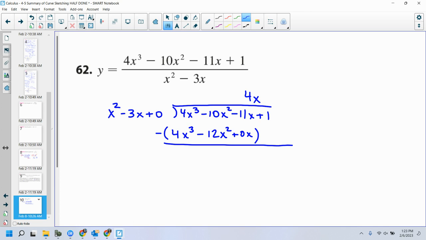It cancels my first term. That was the goal. Negative 10 minus a negative 12. Okay, negative 10 plus 12 is positive 2. Minus 11x. Bring down our plus 1 that was sitting in the end. Can't stop yet. My degree is not lower in my remainder yet. Okay, how do I make x squared look like 2x squared? Yeah, multiply by positive 2. 2x squared minus 6x plus 0.